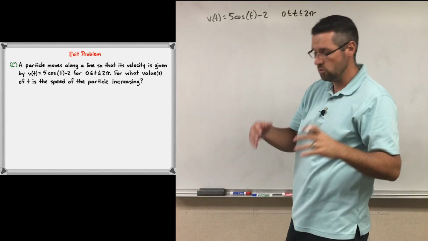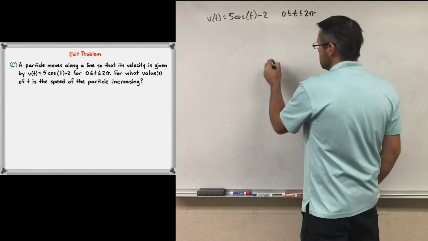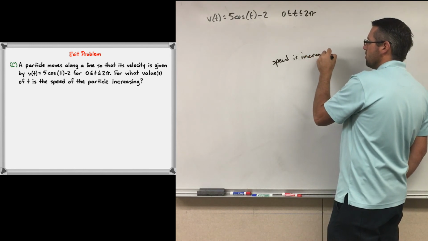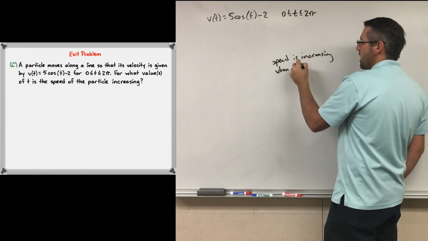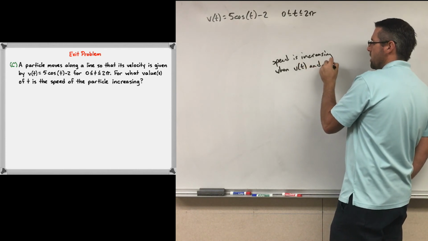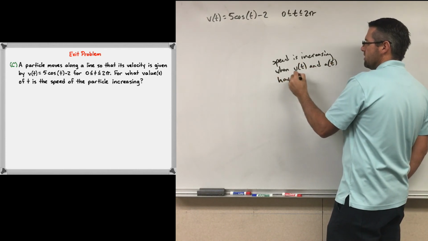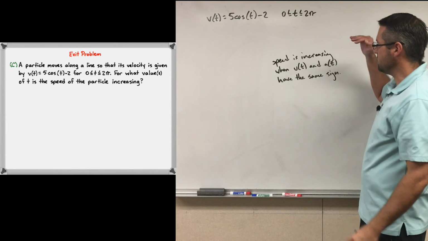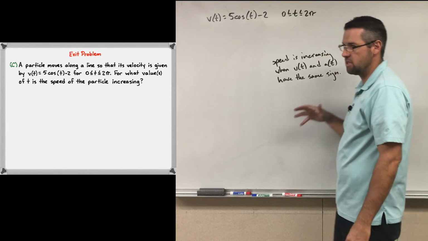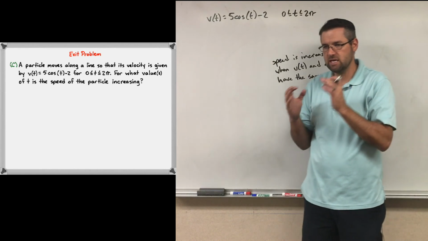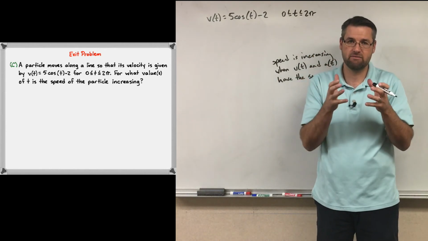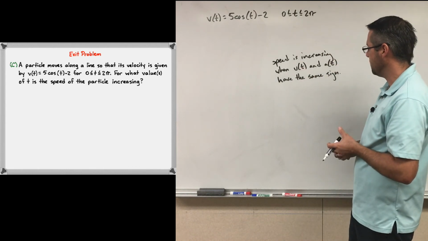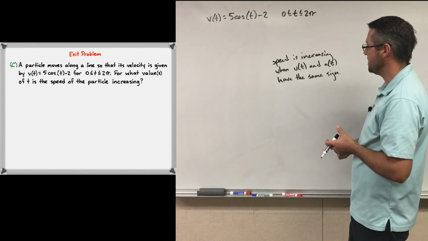Now remember, we just went through that whole scenario. How do I know when speed is increasing? Speed is increasing when velocity and acceleration have the same sign. Now that's going to be important. Speed is increasing when velocity and acceleration have the same sign. In any problem in calculus, we have to get to a point where we can analyze the signs of a function. So we need to figure out when the velocity is positive and negative, and we also need to figure out when the acceleration is positive and negative.